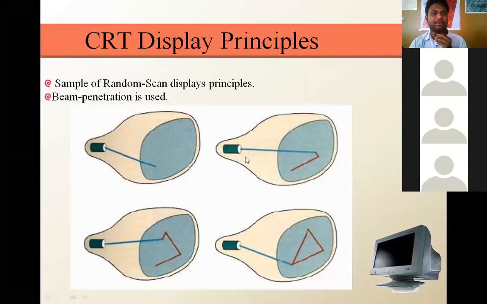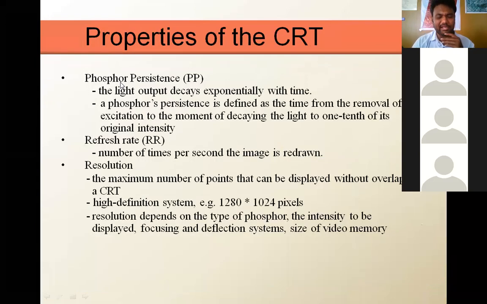And next, some properties of CRT. So we have the phosphorus coated plate, the phosphorus coated material in the CRT, and the resolution I already told. The maximum number of points that can be displayed on a CRT. High definition, the HD system, is about 1280 by 1024 pixels. Resolution depends upon the type of phosphor. So if you have good phosphor material, the definition can be good.